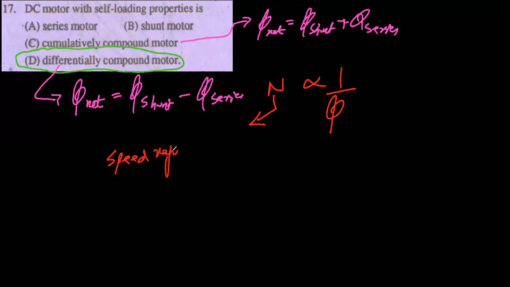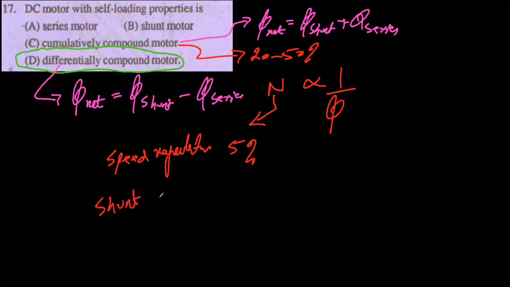Speed regulation of a differential compound motor is roughly 5%, while the speed regulation of a cumulative compound motor is roughly 20 to 50%. So the speed regulation of a differential compound motor is good, but it is not as good as the speed regulation of a shunt motor.